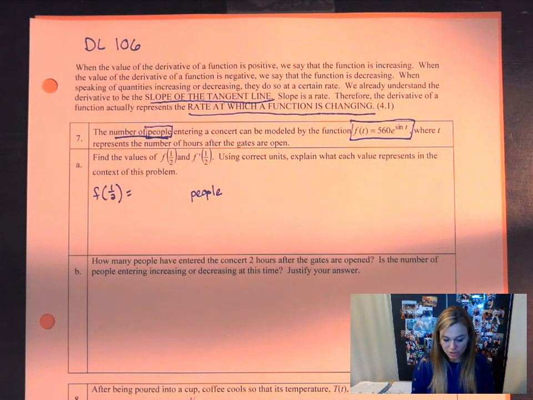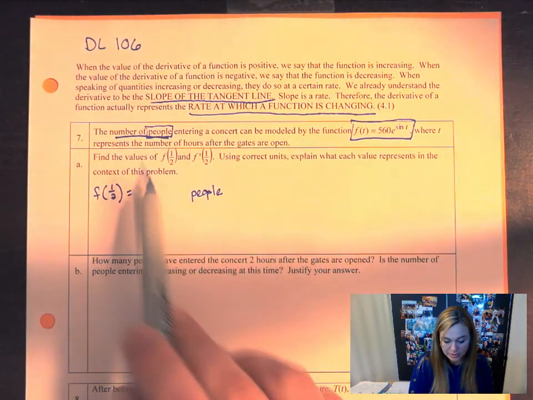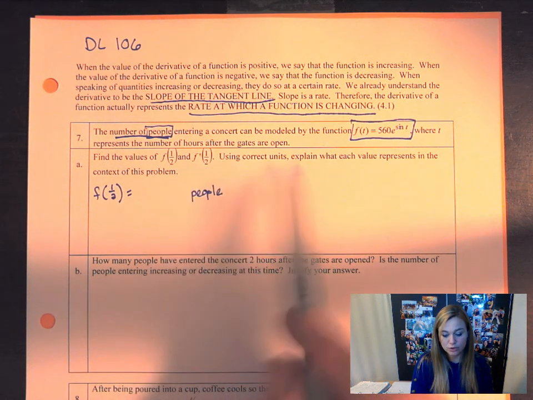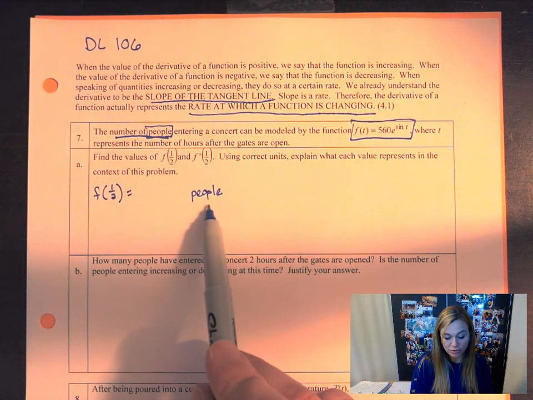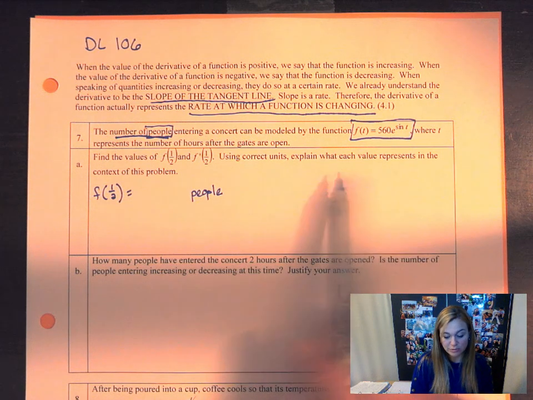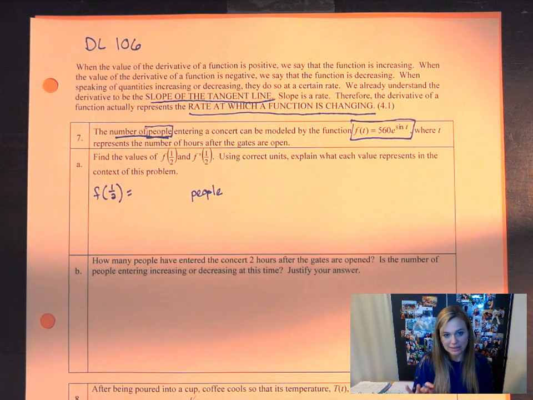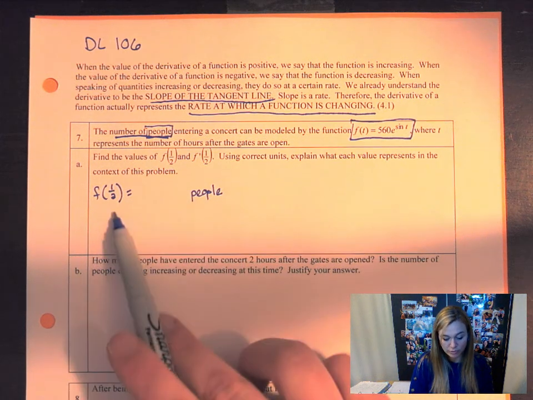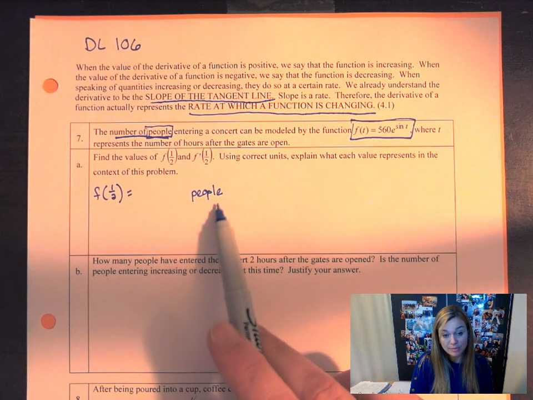So let's actually do this though, because this problem is asking me to find f of 1/2 and then f prime of 1/2 using correct units, and explain what values these represent. So we're going to do that in a second. But I'm going to say right now, f of 1/2 would be after a half an hour, how many people are there?